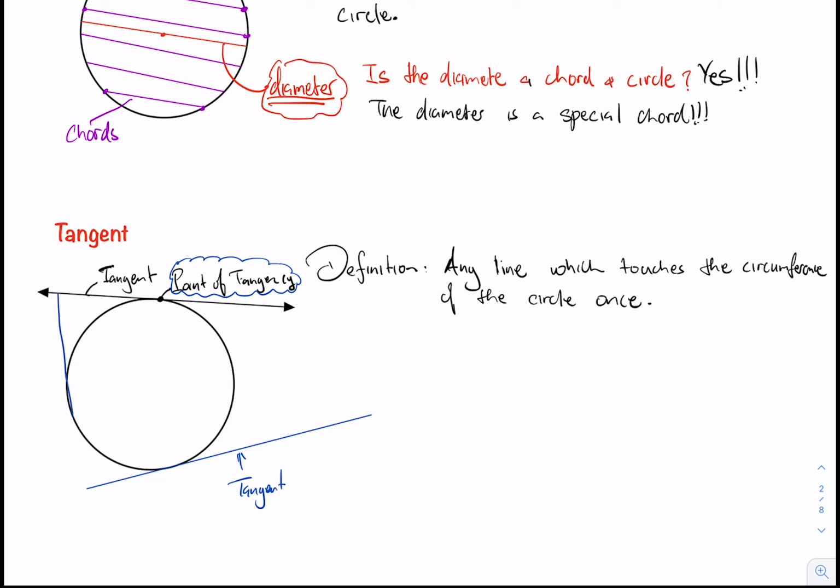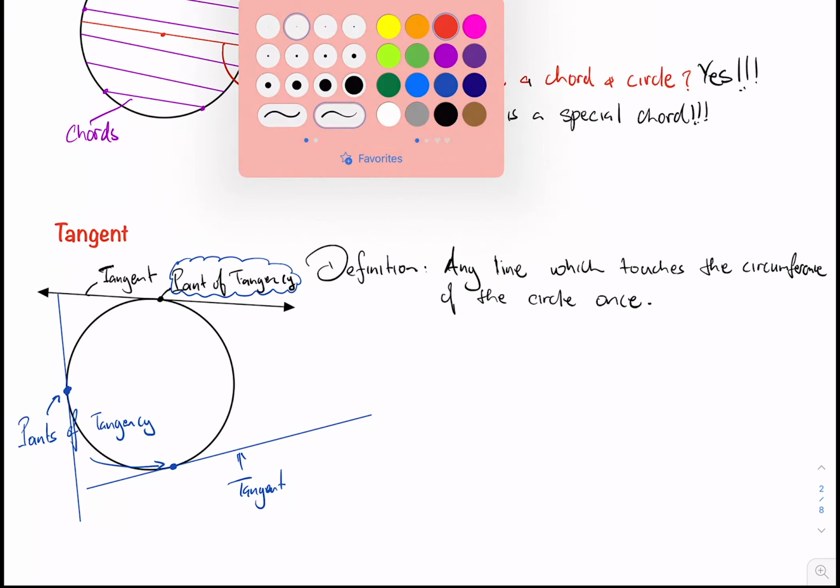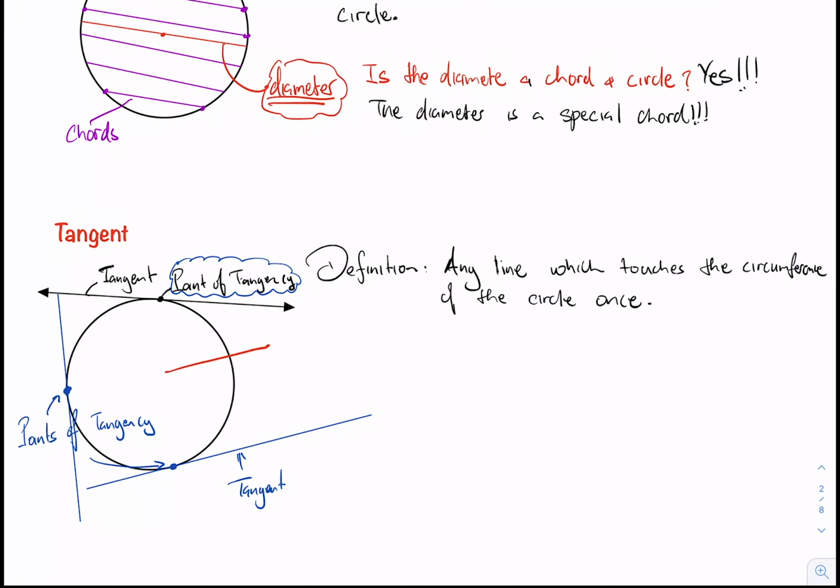So let's put in one more here. And by now we should recognize that these points are the points of tangency. So once we have a tangent line, we must have a point of tangency. And note that here, this is not a tangent.